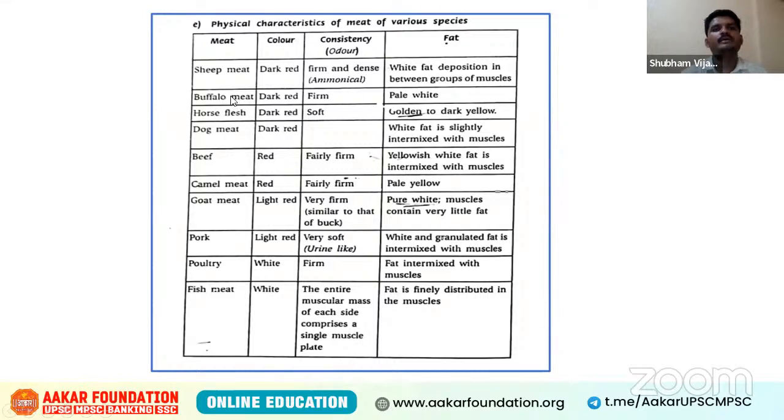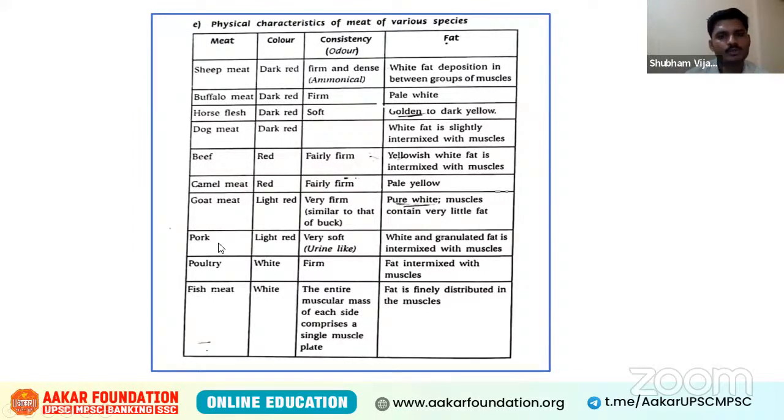We'll take one species at a time. In sheep meat, its color is dark red, firm and dense, with white fat deposition between the groups of muscles. In buffalo, the color is the same dark red, and appearance is firm with pale white fat. Horse flesh: dark red, soft, with golden to dark yellow fat. In dog meat, it's dark red with white fat slightly intermixed with the muscles. Then beef is red in appearance, fairly firm, with yellowish white fat. Camel meat is red in color, again fairly firm, with pale yellow fat.